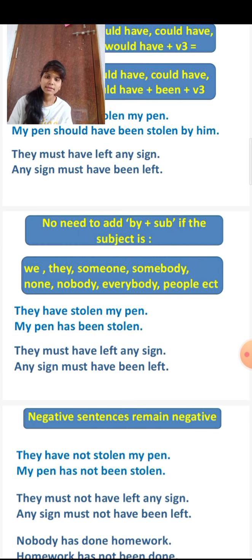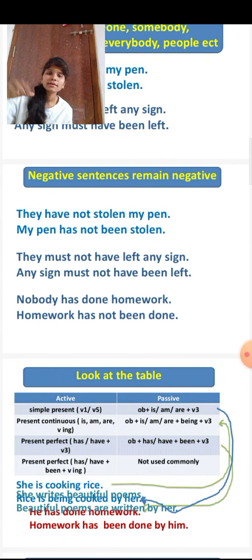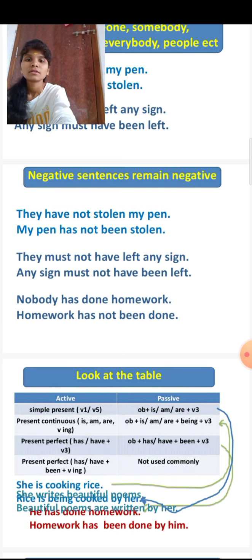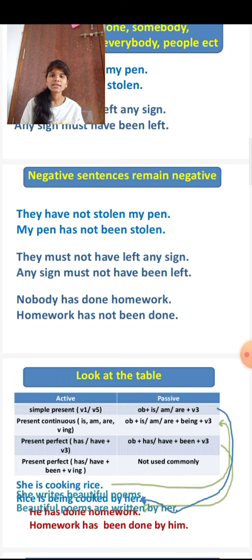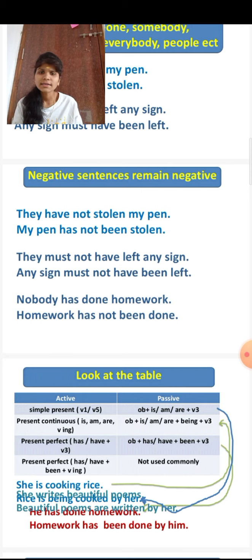Negative sentences remain negative. They have not stolen my pen. My pen has not been stolen, because negative sentences remain negative. If the sentence is in a negative form, the sentence remains negative when transformed into passive voice. They must not have left any sign. Any sign must not have been left. There is no change here, but the V3 form we obviously have to use.